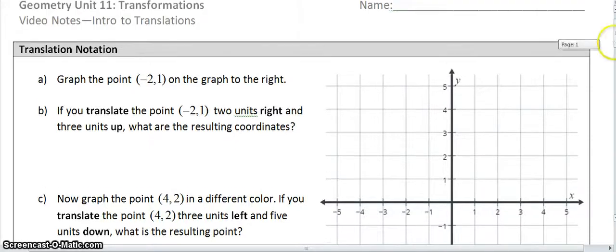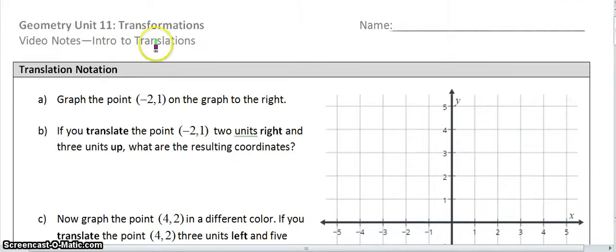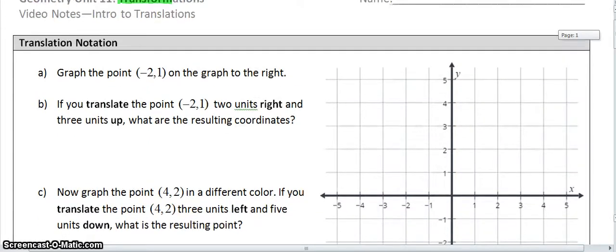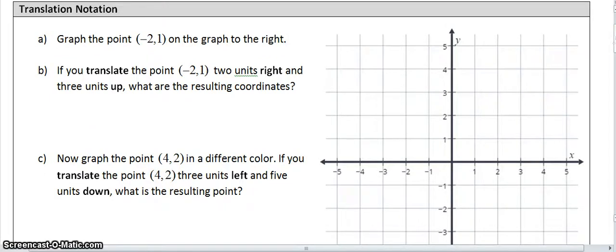Hi everyone. Today we're going to talk about transformations, and really what that means is just to transform something. Since we're in geometry, we'll talk about transforming shapes and points, specifically on a coordinate plane. And the first thing we're going to talk about is translations. So before I tell you what a translation is, let's just go with the problem here.